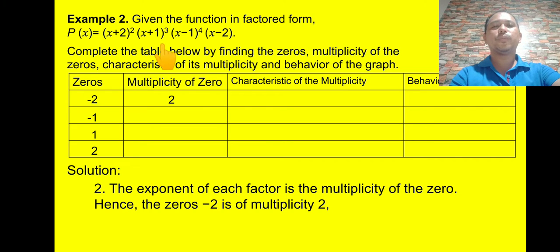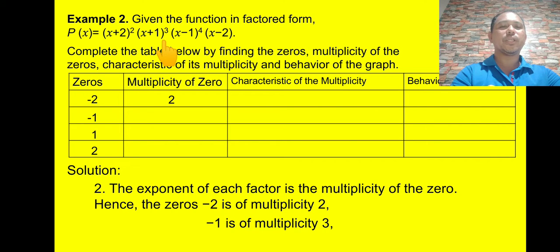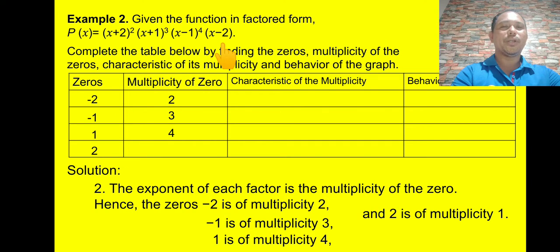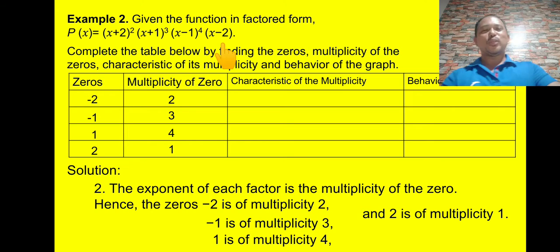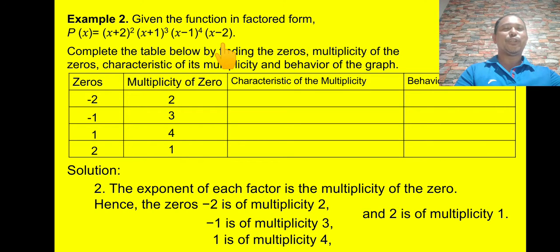Here we have 3. Then here we have 4. And last is 1, because if there is no exponent written, automatically there is 1. So that is very simple in multiplicity of zero. Take note, this is only for the factored form. You cannot answer immediately through the standard form. That's why the first step is to use the factored form. So, characteristic of the multiplicity.